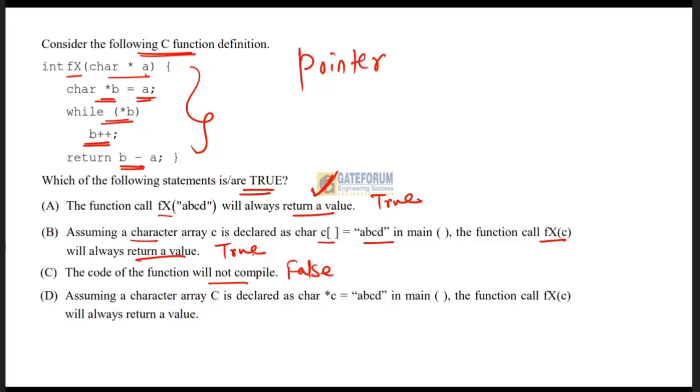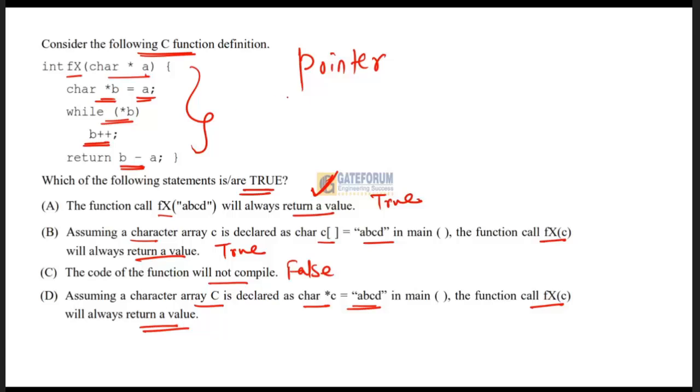Obviously the compilation is the before process of execution. So it is false. And option D is: assuming a character array C is declared as char *C = "ABCD" in main function, the function called fxc will always return a value.